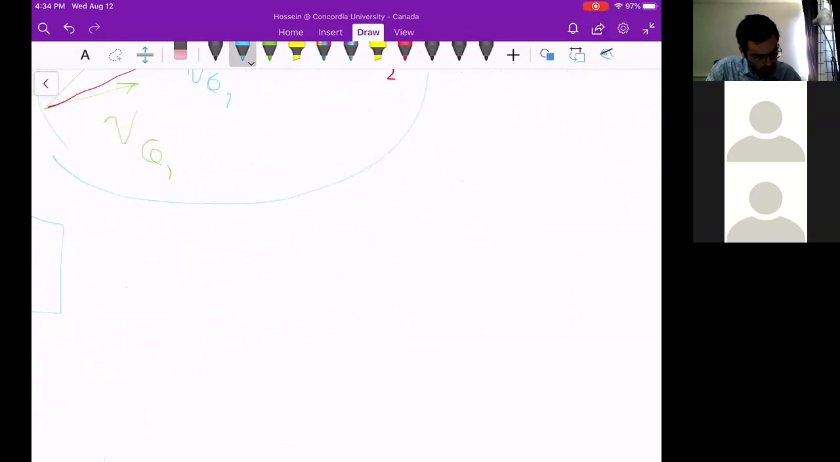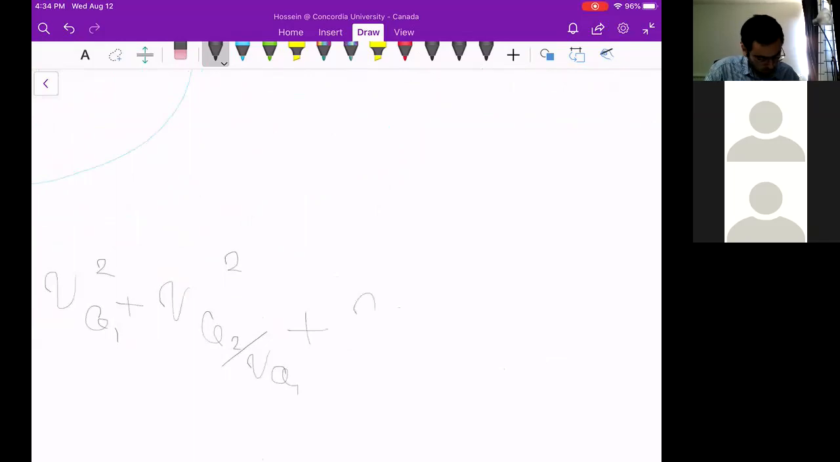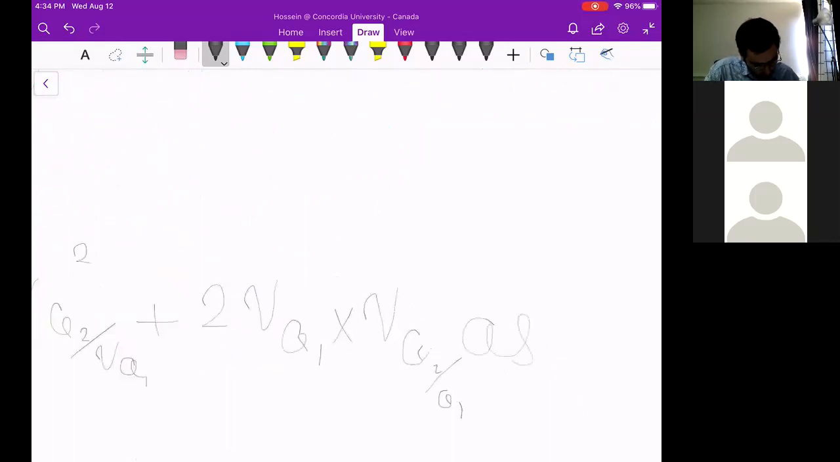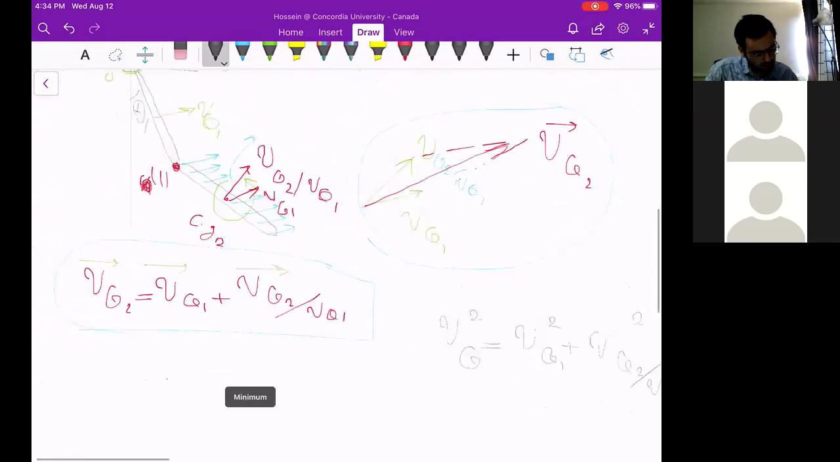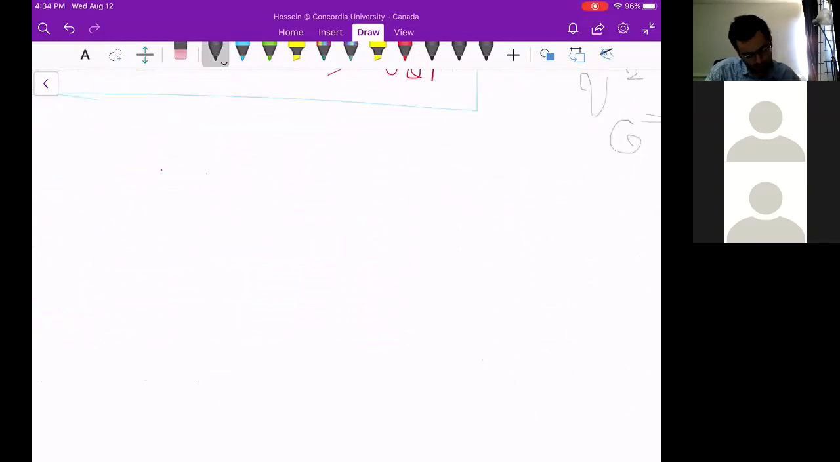So you have to write like this: VG squared is VG1 squared plus VG2 with respect to VG1 squared plus 2 VG1 multiplied by VG2 with respect to VG1 cosine theta 2 minus theta 1. The angle between the two, which is not very important because we are assuming a very, very small motion. Theta 1 minus theta 2 is more or less 0, cosine 0 is 1. But to show you why is so.